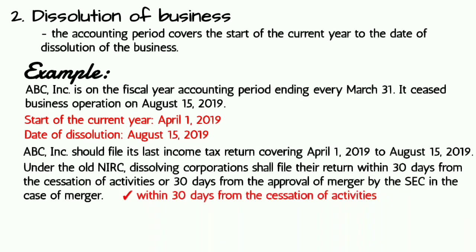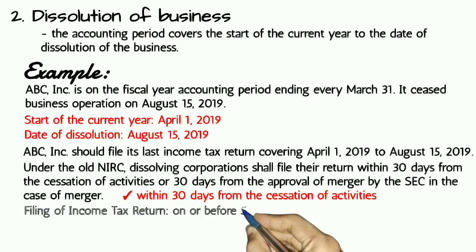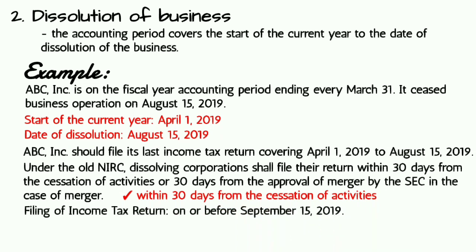Ang ibig sabihin ng cessation ay stop. Ang equivalent ng 30 days ay 1 month. So kung 30 days from the cessation of activities or 1 month from the cessation of activities, then kailan ang deadline ng pag-file ng last income tax return ni ABC Incorporated? That is on September 15, 2019. Therefore, the return shall be filed on or before September 15, 2019.